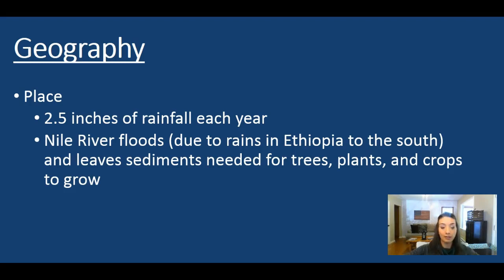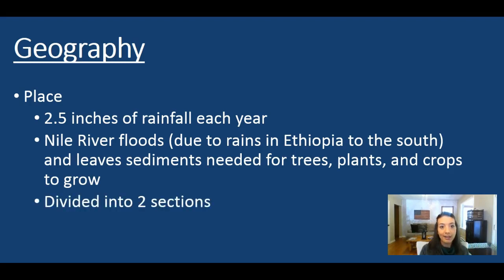So over the banks it flows, and you know this from Mesopotamia. It leaves sediments needed for trees, plants, and crops to grow. So again, it's leaving that silt behind from the floods, and this helps to nourish all of the plants that grow along the banks of the river.